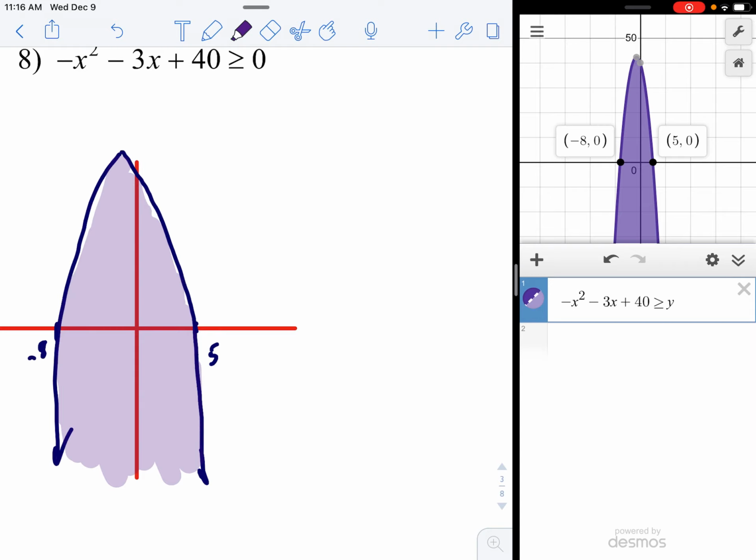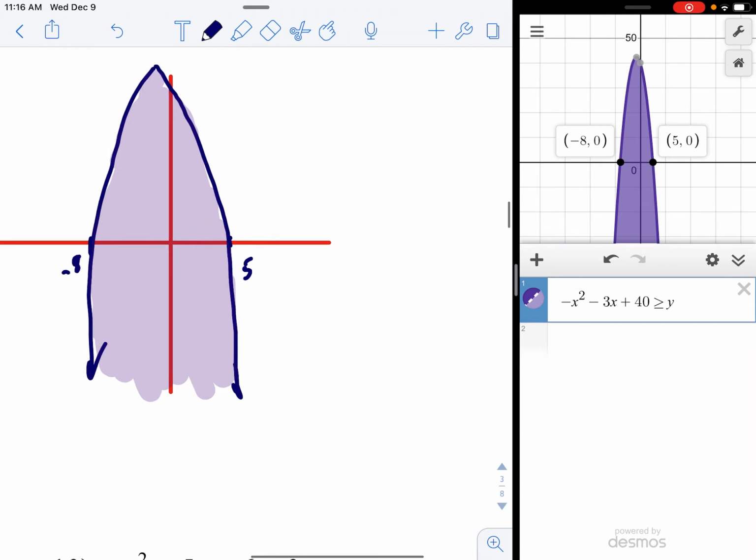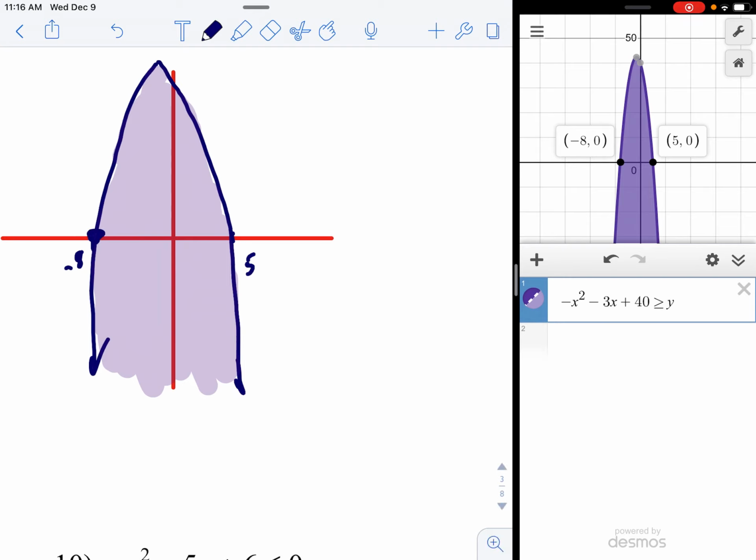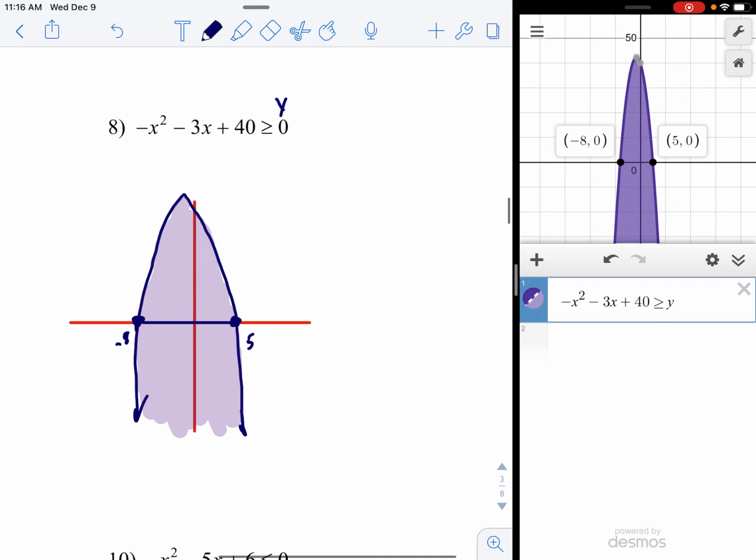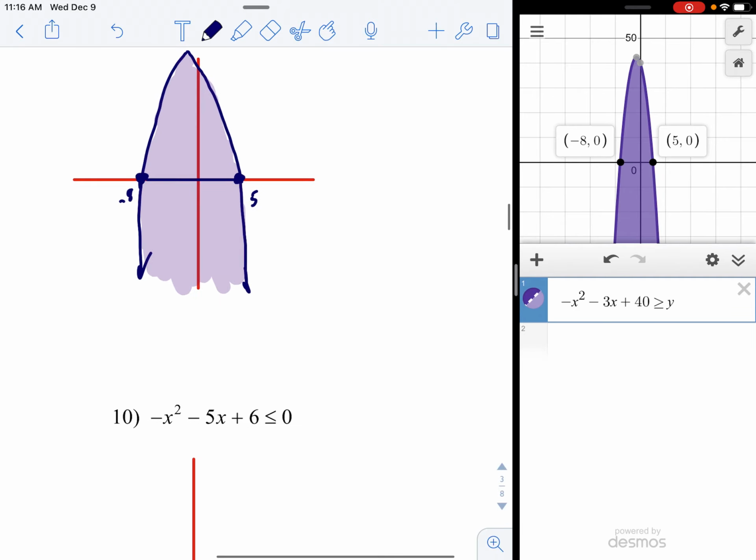So the question is, where is the x-axis shaded? It's shaded from -8 to 5, everywhere in between, including the -8 and the 5. There is an equal sign here. So our x is between -8 and +5.